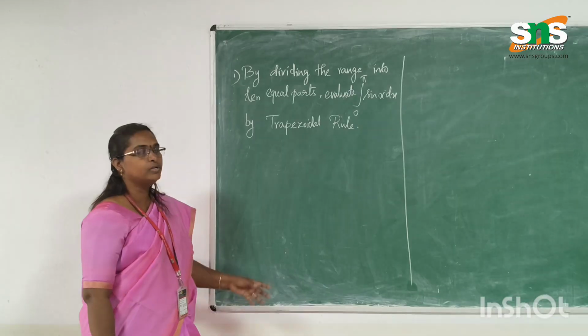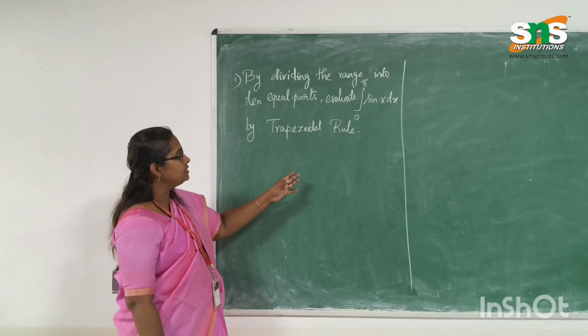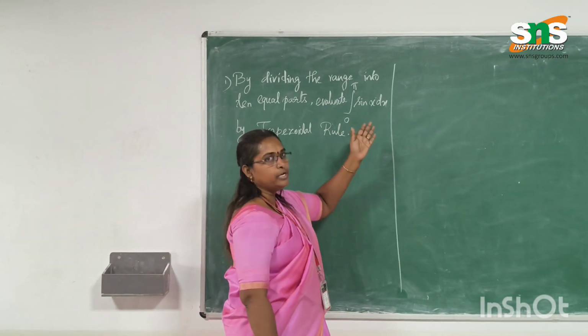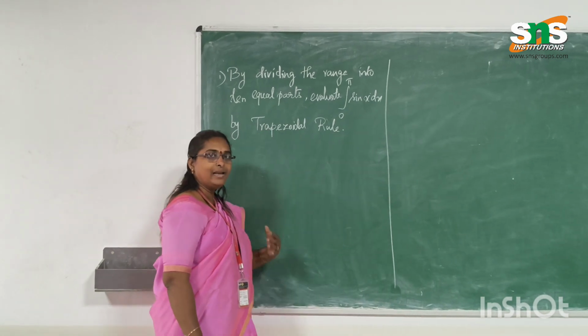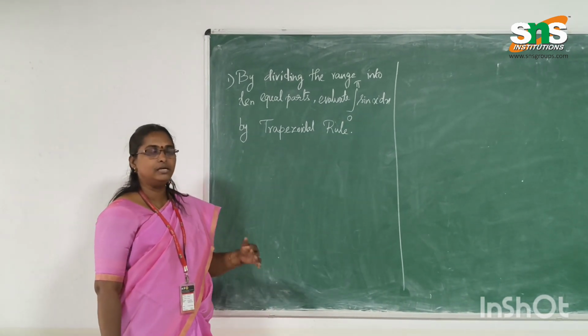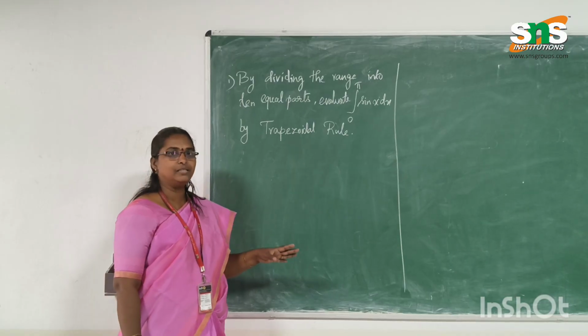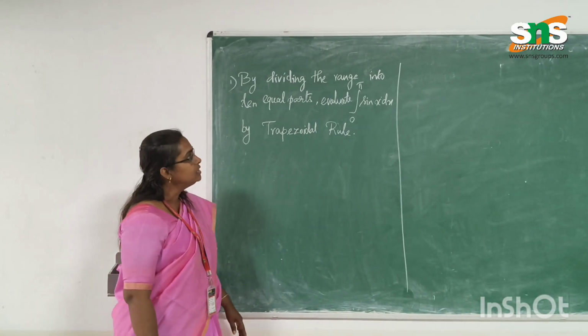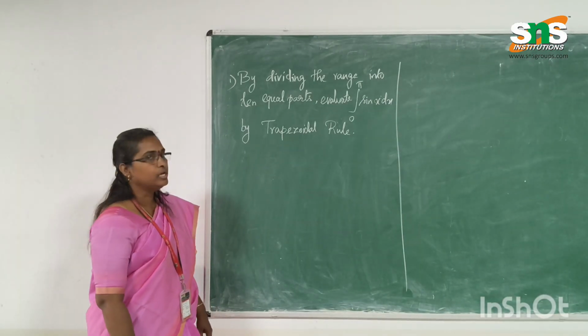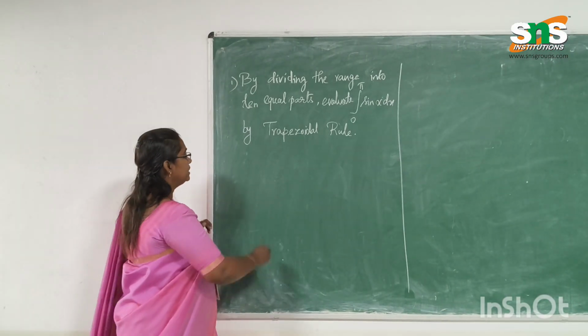When we go for the trapezoidal rule, there is no need to do the direct integration. Equivalent formulas are given, and in that formula we only do addition, subtraction and so on. So you can easily get the answer for this integration. How to do it? Now we can check.